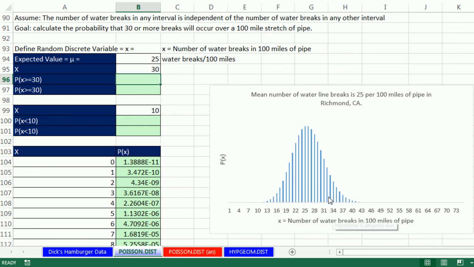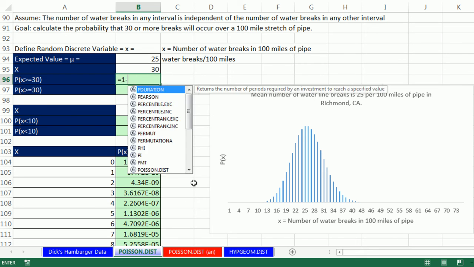Now the 30, we actually need that on the upper end. So when we plop this 30 into our POISSON.DIST, we're actually going to have to subtract 1. But remember, we're going to take 1, which is everything, and subtract from the smallest one all the way up to 29. So here we go.